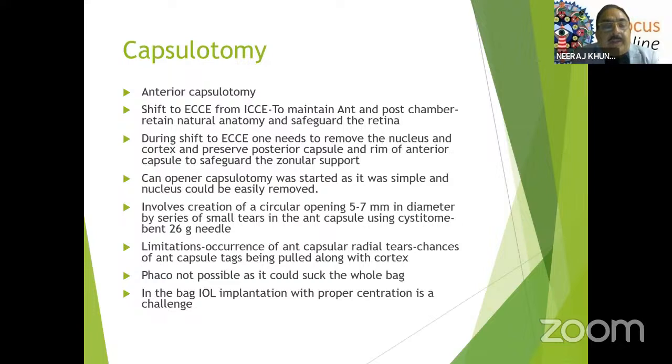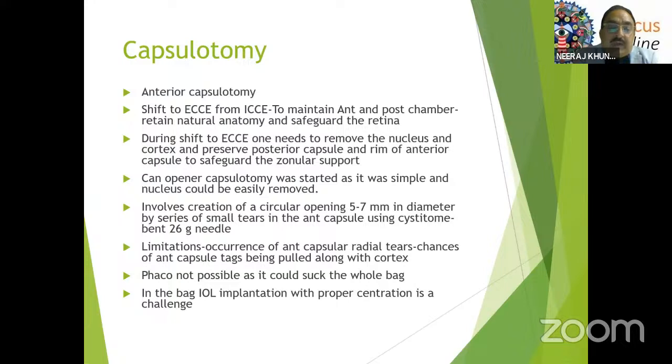Now, anterior capsulotomy, how it came into vogue was that there was a shift to ECCE from ICCE, to maintain anterior and posterior chamber, retain natural anatomy and safeguard the retina. During the shift to ECCE, one needs to remove the nucleus and cortex and preserve the posterior capsule and rim of anterior capsule to safeguard the zonular support.